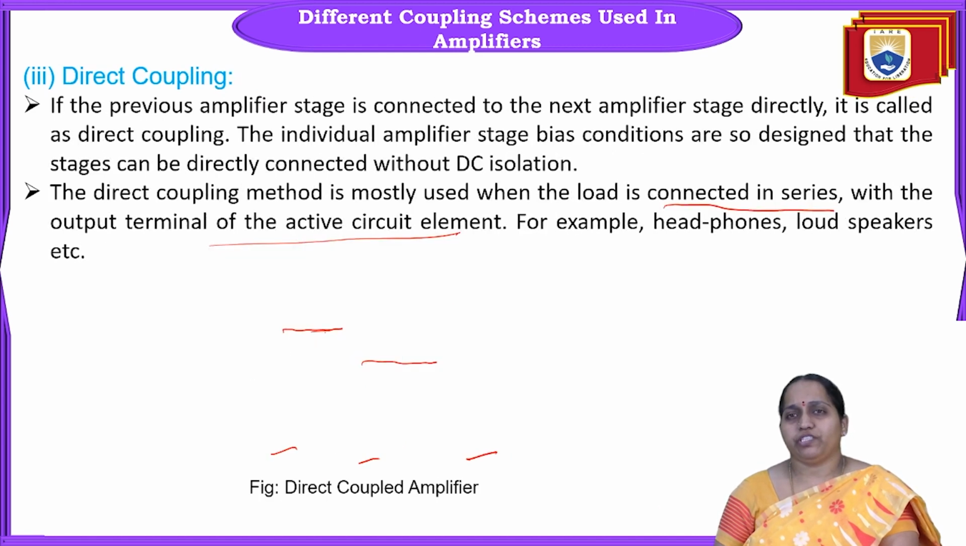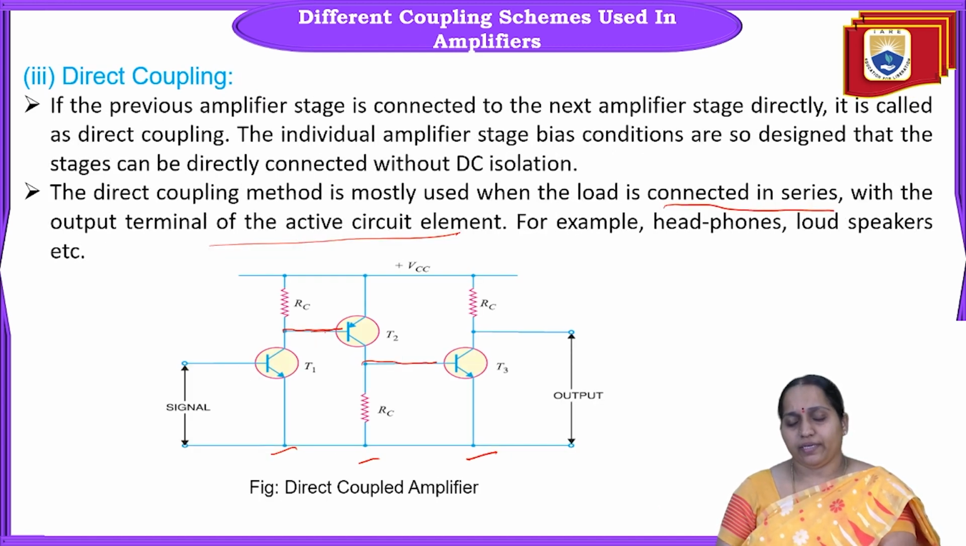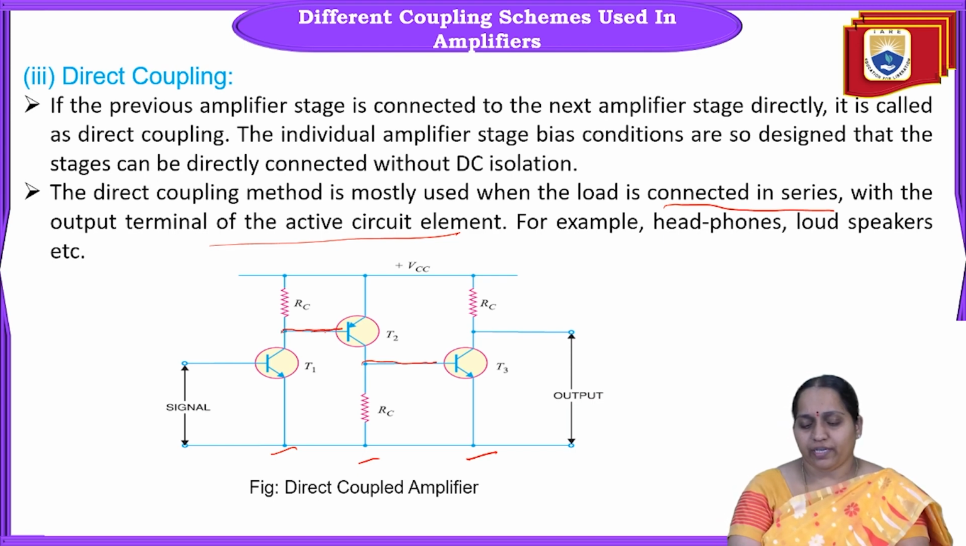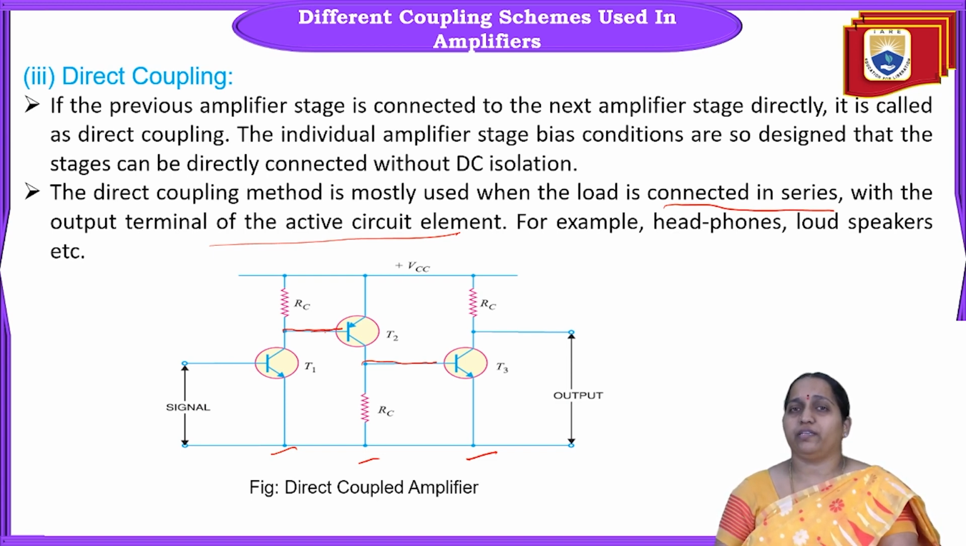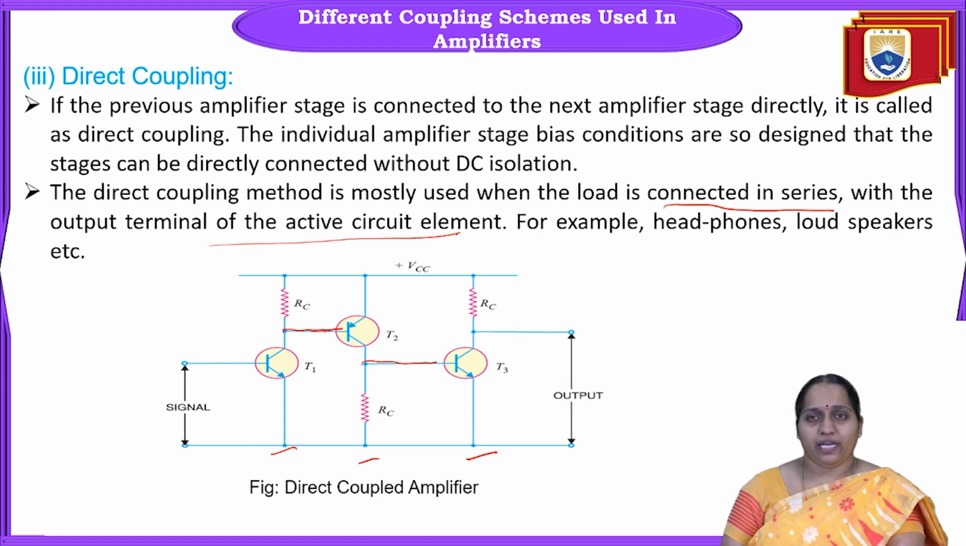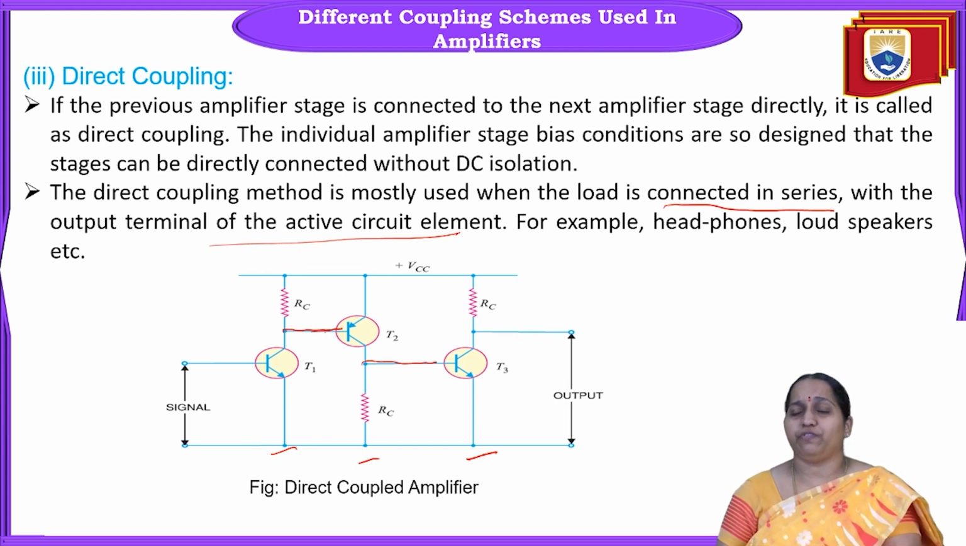And the last one is direct coupling, as I told. In direct coupling, you just connect the output of one stage directly to the input of the second stage. You're not going to use any coupling device. This is mostly used when the load is connected in series with the output terminal of the active circuit element. The best examples I can give are headphones, loudspeakers, and so on.